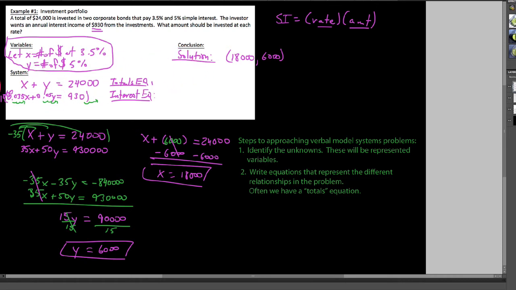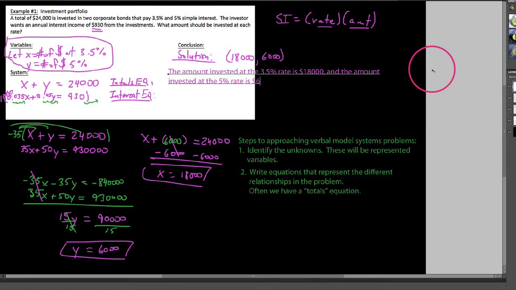And then to top it off, we actually want to write a conclusion statement here. We would say the amount invested at the 3.5% rate is, and that was our x variable, 18,000, and we wanted to label that, so I put the dollar sign on it, and the amount invested at the 5% rate is $6,000.